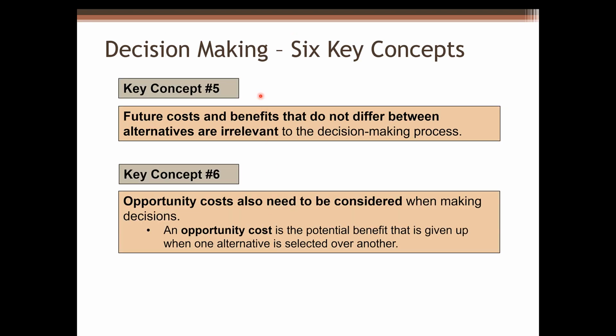Key concept number 5. Future costs and benefits which do not differ between alternatives are irrelevant to the decision-making process. Key concept number 6. Opportunity cost. An opportunity cost is a potential benefit which is given up when one alternative is selected over another. Opportunity costs also need to be considered when making decisions.